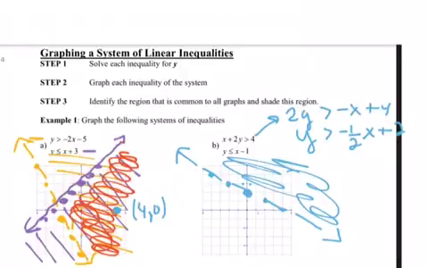Okay, then I'm going to graph in green the second one. So I've got negative 1 with a slope of 1.